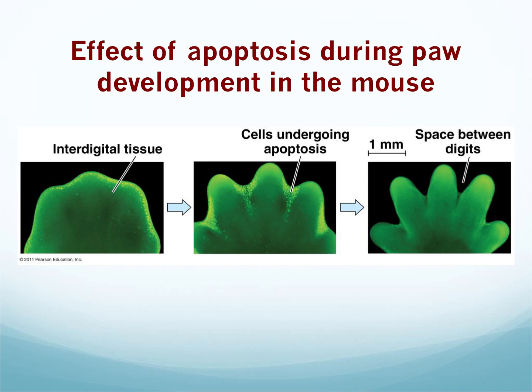Sometimes this can go wrong. That's how you get webbed fingers and toes, where you get skin in between your fingers and toes because they weren't given the signal to apoptose in time.